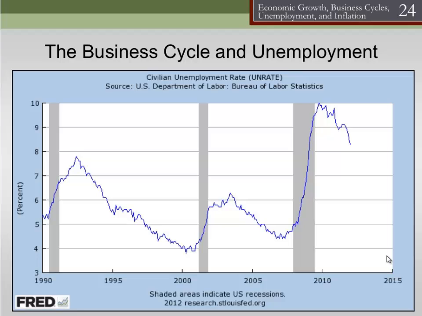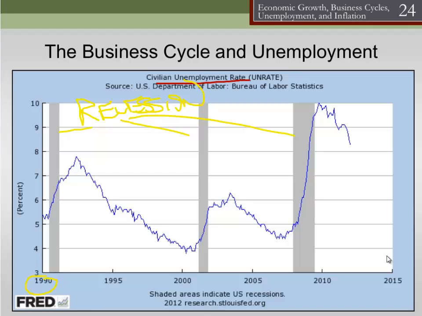So let's look at some business cycles in the United States. What we're looking at here is the unemployment rate. And well, how do these two work? So remember, these gray bars are the recession bars. And we're starting in 1990, so we've had 3 recessions since 1990. One recession around 91, and you can see what happens to unemployment. It goes up. Well, that kind of makes sense.